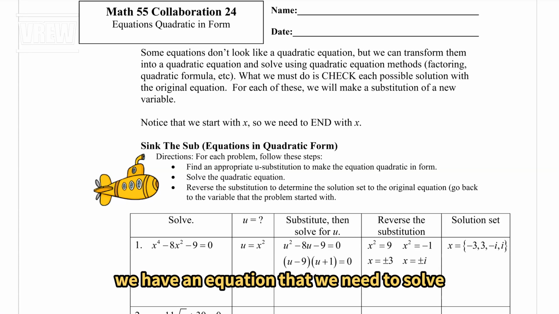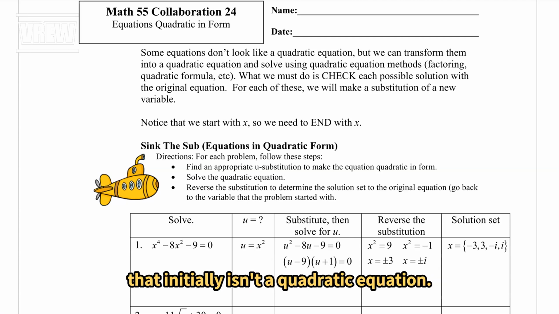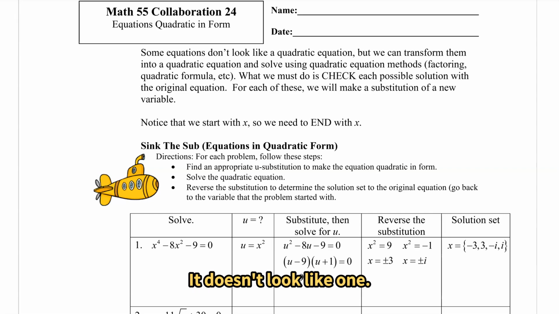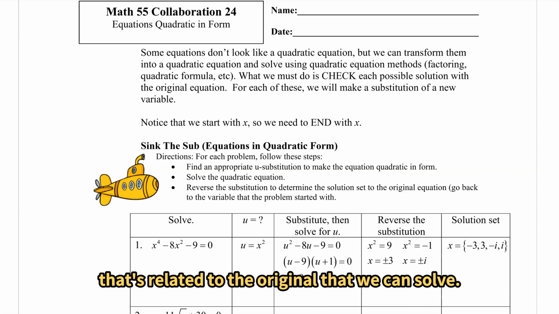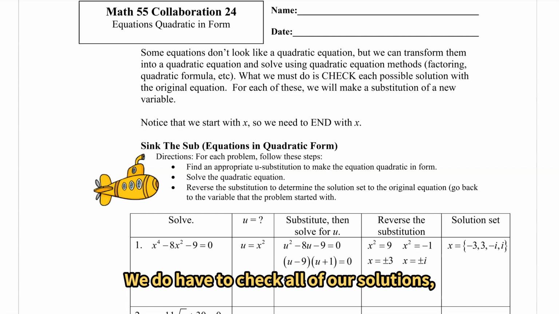A lot of times we have an equation that we need to solve that initially isn't a quadratic equation. It doesn't look like one. But we can make a substitution that will create a quadratic equation that's related to the original that we can solve. We do have to check all of our solutions, much like what we were doing with rational and radical equations.